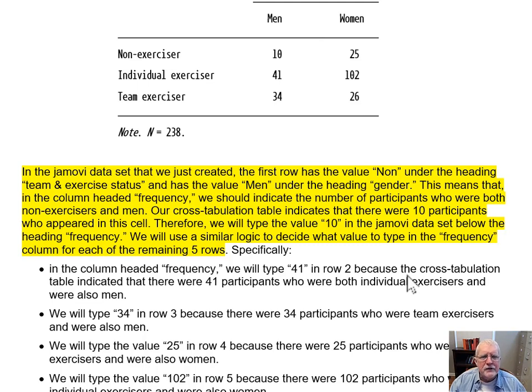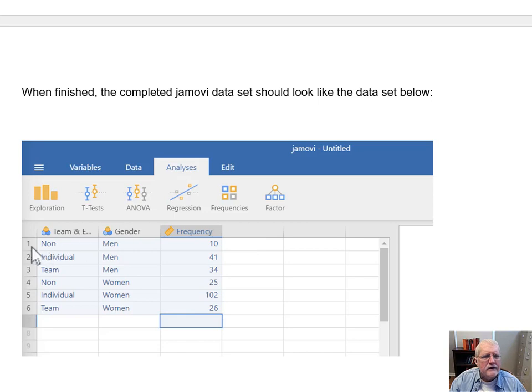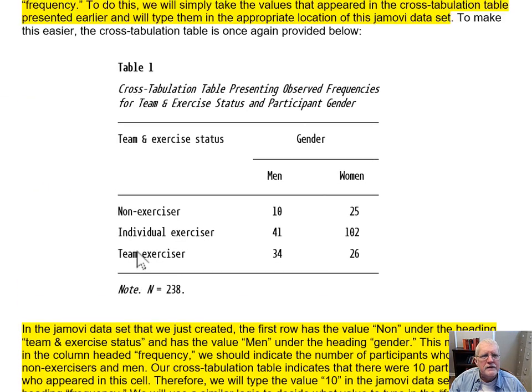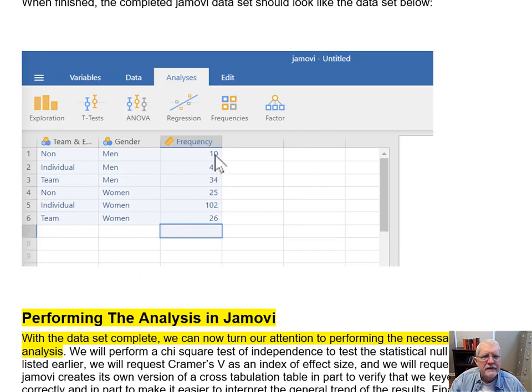We use a similar logic to decide the value to type in the frequency column for each of the remaining rows. So rather than reading all this text, row 1, under team and exercise status, it's the non-exercisers, and under gender, it's men. So what's the frequency of people who were non-exercisers and also men? We need to check our cross-tabulation table before. Okay, non-exercisers and also men, there were 10 of them. That is why I typed 10 in this spot.